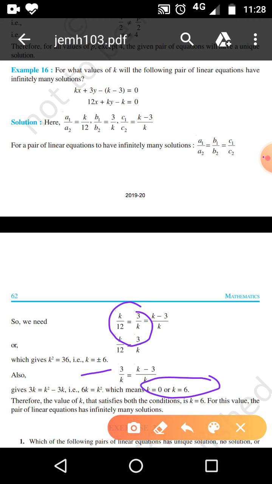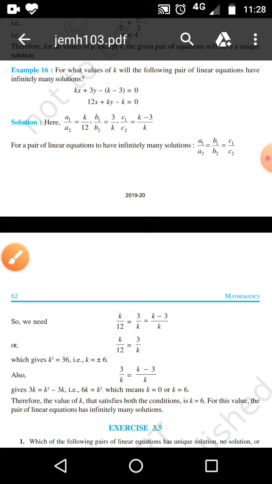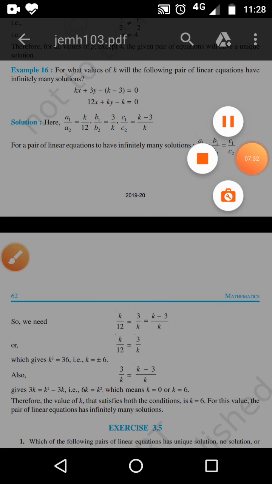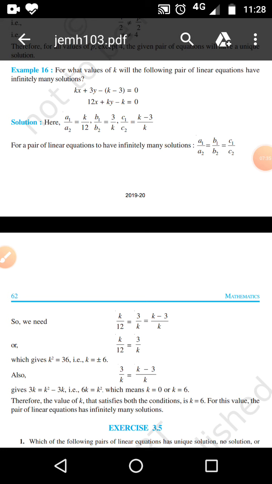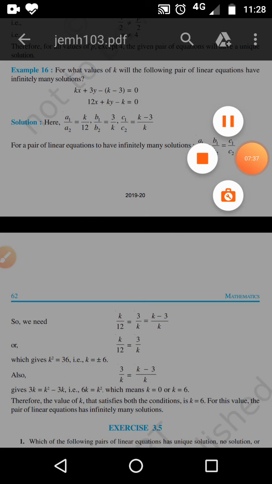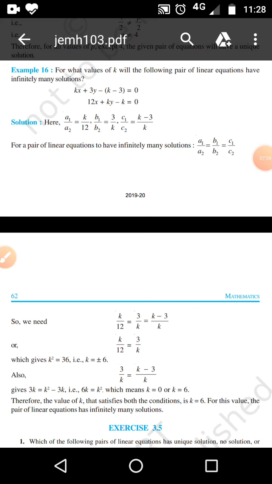So thank you for today, and this is the last topic of this chapter. In the next lecture we shall discuss some more questions based on this particular topic and then wind up the chapter. Thank you.